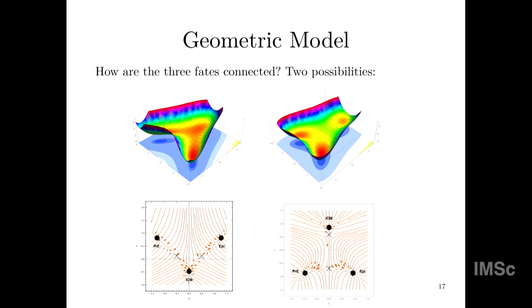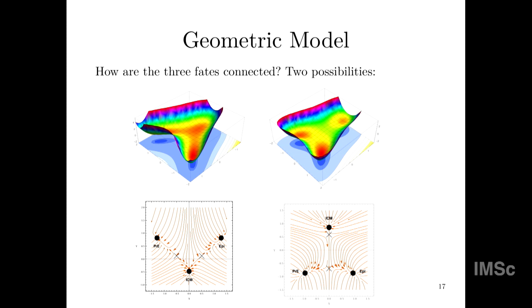Notice that this geometry is fundamentally one-dimensional. Even though I've drawn it here in 2 dimensions, you can draw a curve that connects all of these points, from the epiblast to the ICM to the primitive endoderm. A different possibility is a geometry that's fundamentally 2-dimensional, where you have a different set of decisions. The inner cell mass doesn't just decide whether to become one type or the other type.